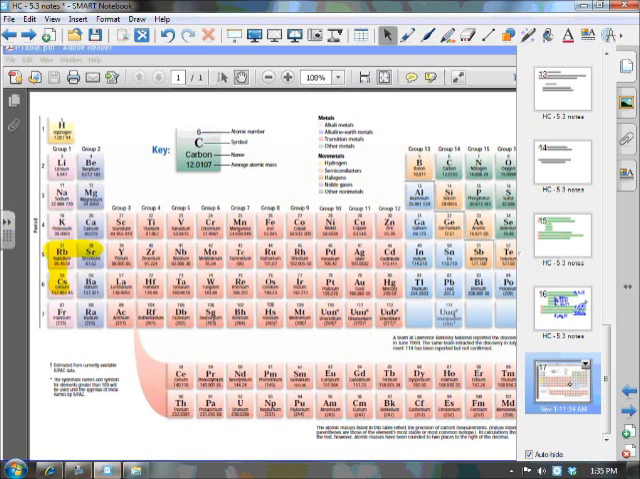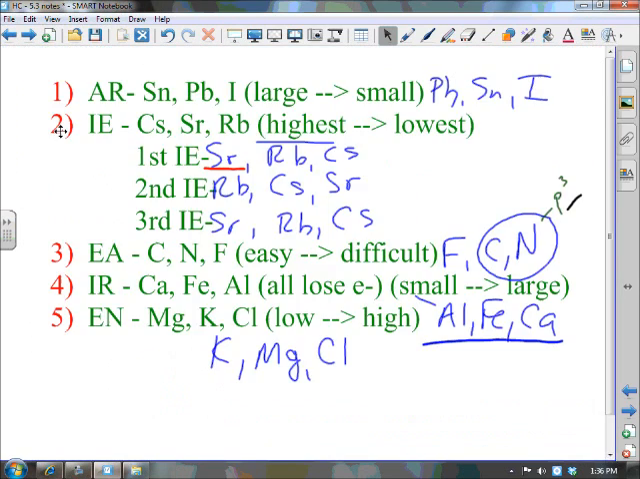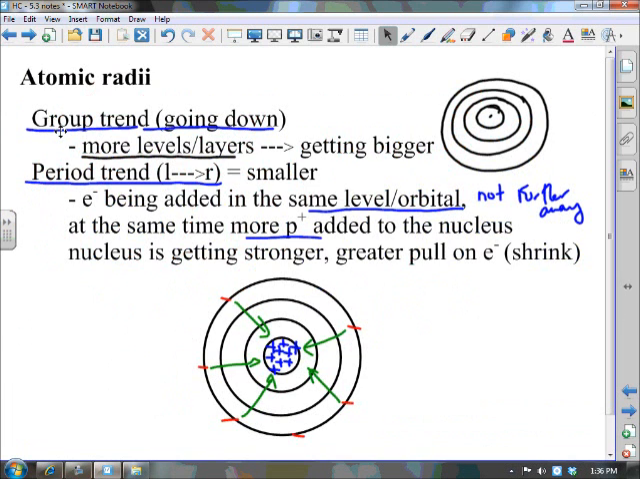Okay? So we go down any column right here. Every atom is getting larger as we go down a column. As we go across a row, every atom is getting a little bit smaller. Now, I'm not getting into crazy little details, but if you look at page 151 in your book, it has the little green dots that basically give you a visual representation.